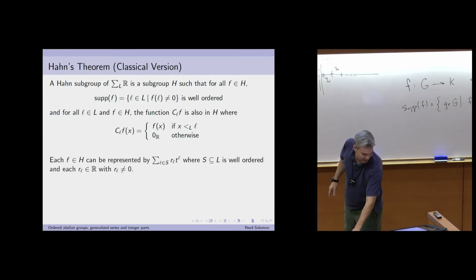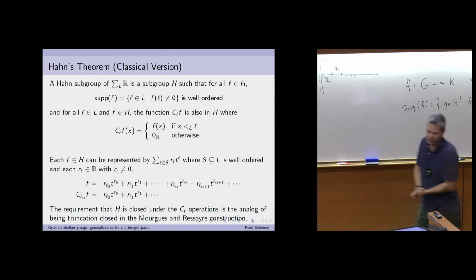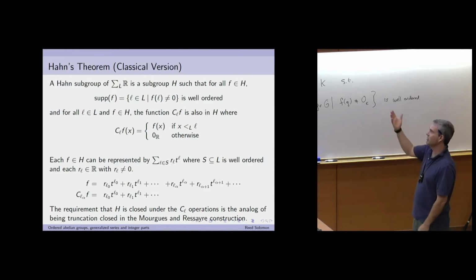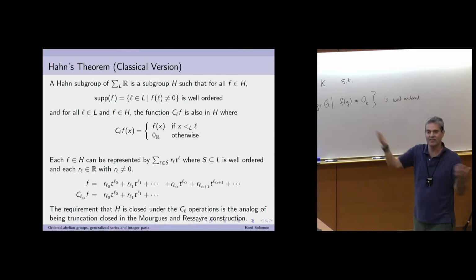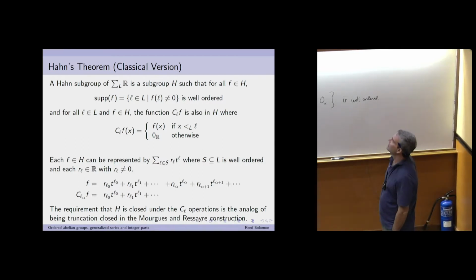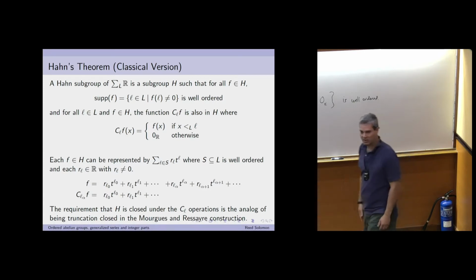And maybe I write this down, right? So the point is now you can write these in exactly the same way. So each element of H can be represented in this series form, although you don't need to now because we're not using the series to do multiplication. But it can be represented by a series in the same kind of way over a well-ordered index set. And the cutoff function, again, is just exactly that picture. You can throw away segments of any function, and you have to stay in the subgroup. And this requirement that H is closed under these cutoff functions is exactly the analog of being truncation closed from Morgan-Sarah.